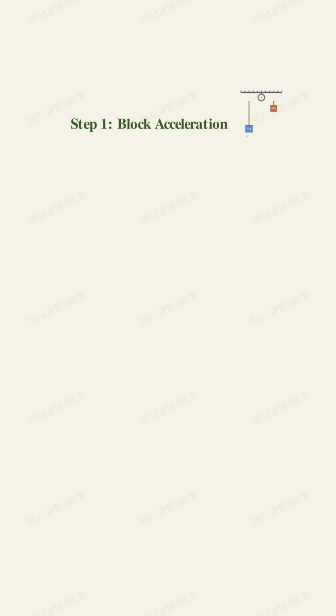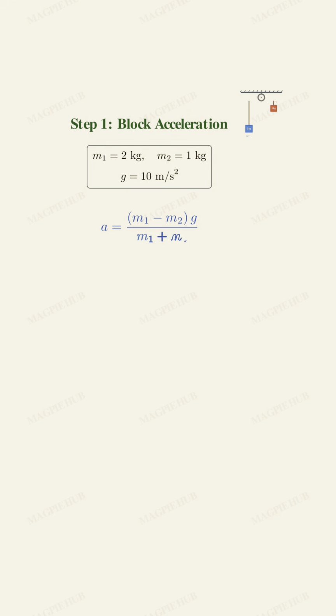Step 1. Find the acceleration of the blocks. Given m1 equals 2 kg, m2 equals 1 kg, and g equals 10 meters per second squared. For an Atwood machine, the acceleration is (m1 minus m2) times g, divided by (m1 plus m2). Substituting, we get (2 minus 1) times 10, divided by (2 plus 1), which equals 10 over 3 meters per second squared.